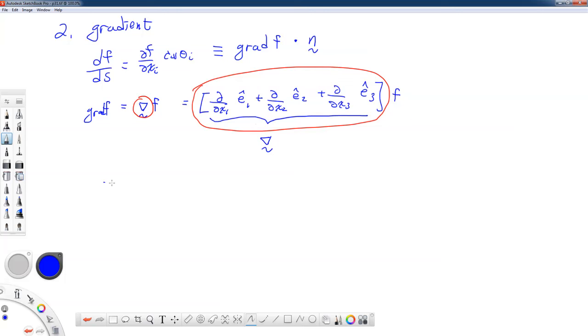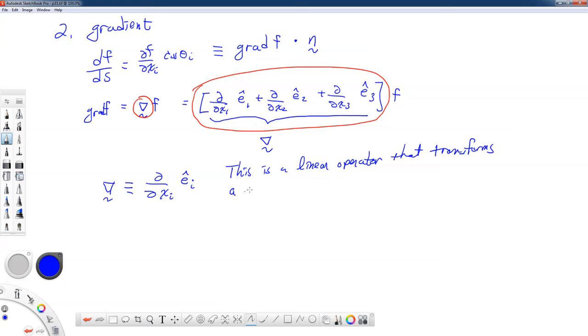Alright, so let's write that down. Del is going to be defined as partial with respect to xi, e hat i, and same if we were to run that sum out. This is a linear operator. We should talk about what linear operators are. And it transforms a scalar point function into a vector. Okay, linear operators must possess two qualities.